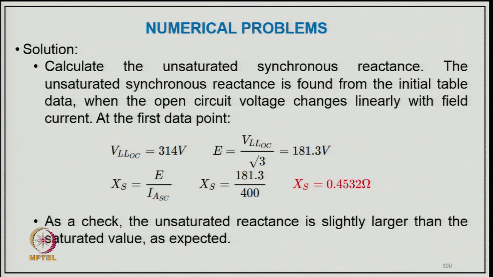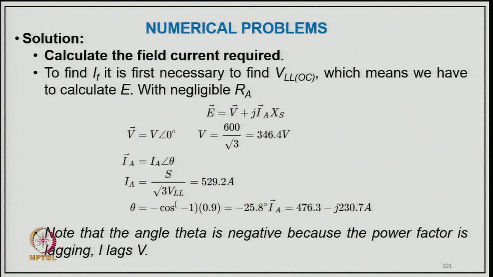The unsaturated reactance is found from the initial table data, where the open circuit voltage changes linearly with the field current. At this data, V_LOC is 314, so E_L equal to V_LOC by root 3, 181.3 volt, and X_s equal to E upon I_sc, that is 181.3 divided by 400, so X_s is 0.4532 ohm. As expected, the unsaturated reactance is slightly higher than the saturated reactance. Now, to calculate the field current required, to find out I_F, first find out V_LOC, which means calculate E. And with the negligible resistance, E equal to V plus j I_A X_s.